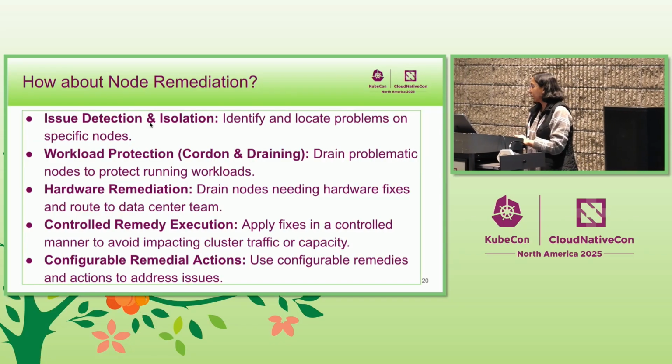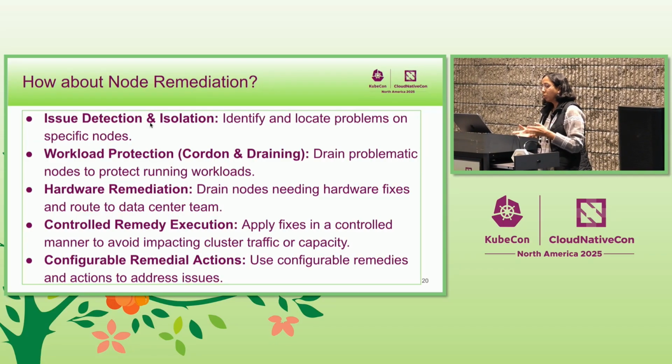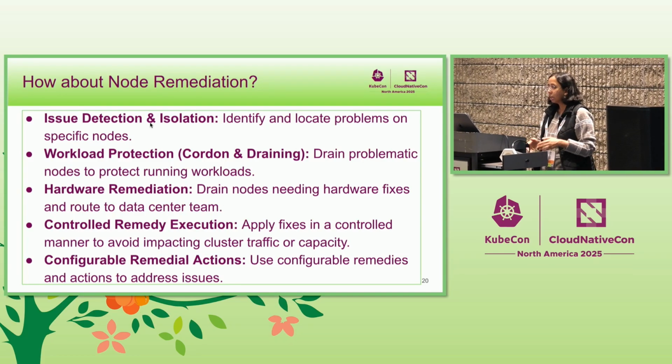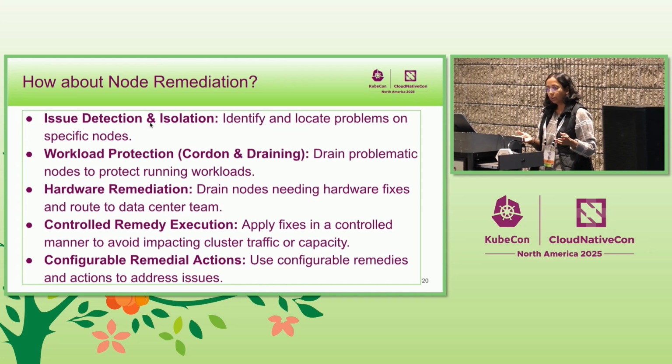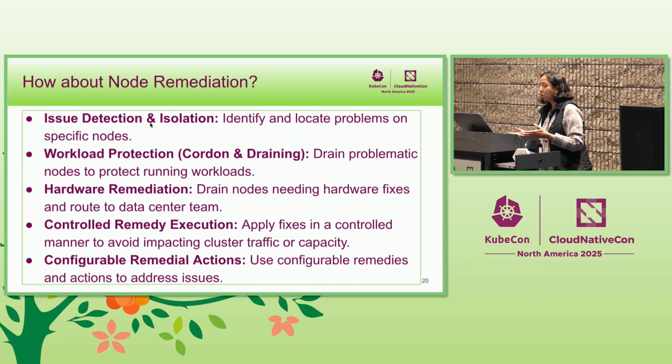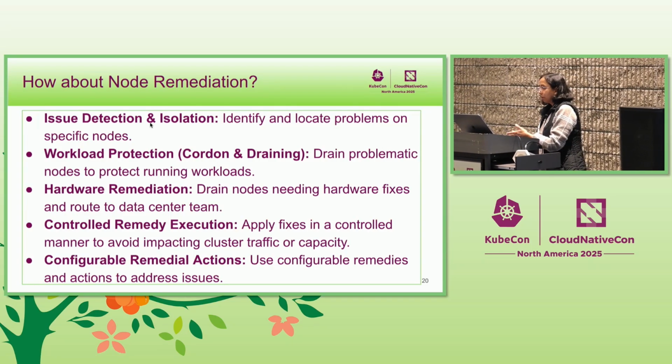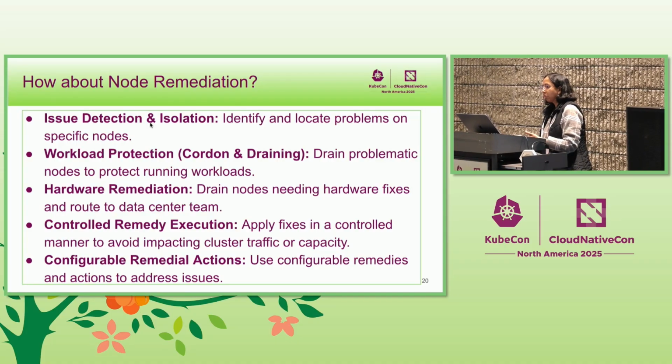First is issue detection and isolation. In order to remediate any node, you first and foremost have to detect the issue. You have to find the faulty node. Once you find the faulty node, you want to isolate it. How do we do that? We can leverage the Kubernetes drain and cordon mechanism. Cordon will help us prevent scheduling new pods to the faulty node, and drain will help us evict existing pods or workloads running on the faulty node.